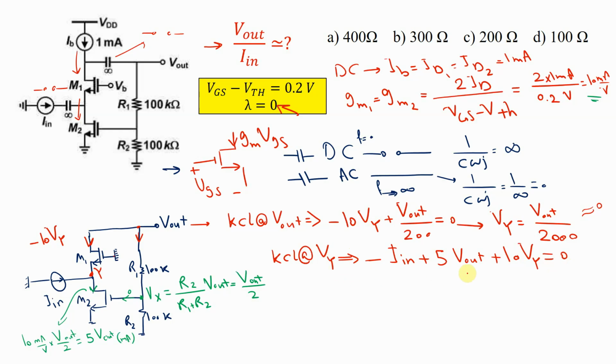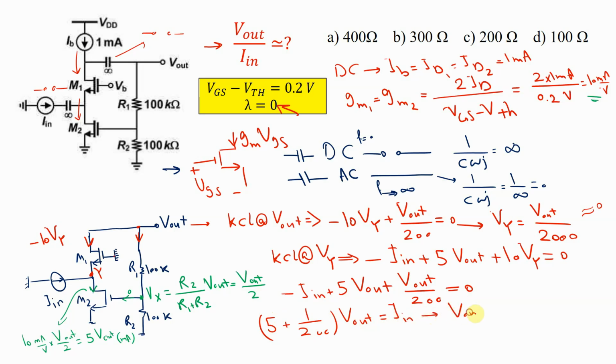Now you can write it like this: minus I in plus 5 Vout plus 10 Vy, where 10 Vy is actually Vout divided by 200, equals 0. Actually, you can write it just like that, because this current is equal to this current. You can simply forget about Vy and just say that this is the same current as this one, so it's already Vout divided by 200. Now if we organize this, 5 plus 1 divided by 200 times Vout equals I in.